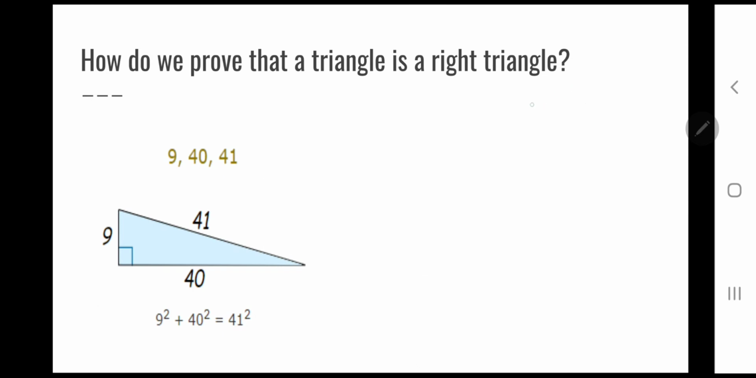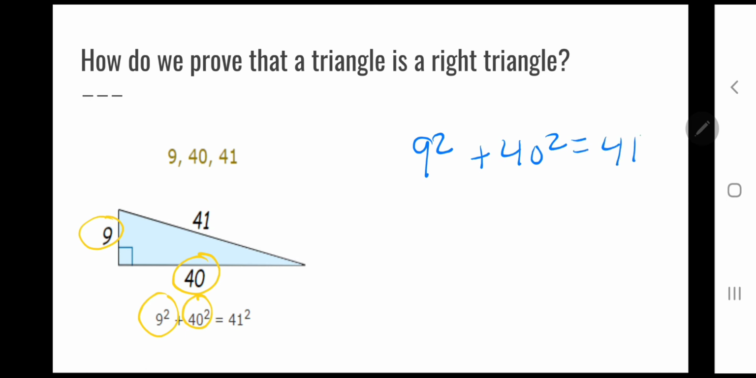And is this a right triangle? All right, so you've got your 9 and you've got your 40. So 9 squared plus 40 squared equals 41 squared. So they haven't really worked this one out, so we're going to do that here. So I'm going to say, okay, 9 squared plus 40 squared equals 41 squared.